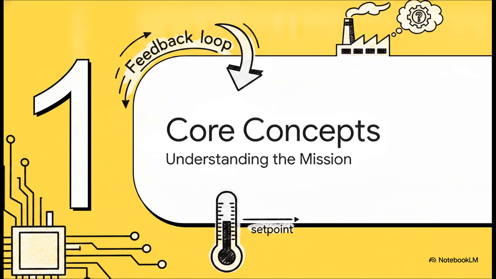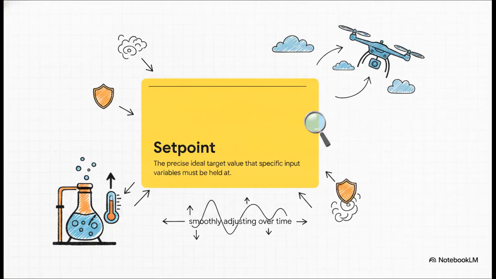All right, Section 1, core concepts and set points. Let's make sure we understand the core mission. Starting with the absolute basics, the stuff that should already be on your flashcards. Before we can even think about designing complex algorithms, we have to ask, what is a control system actually trying to achieve? Everything, and I mean literally everything in this course, centers on the set point. This is your precise, ideal target value.